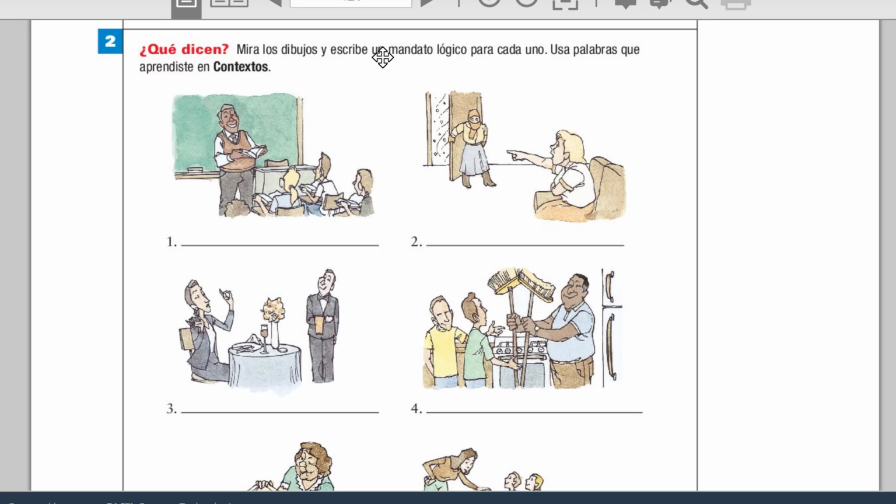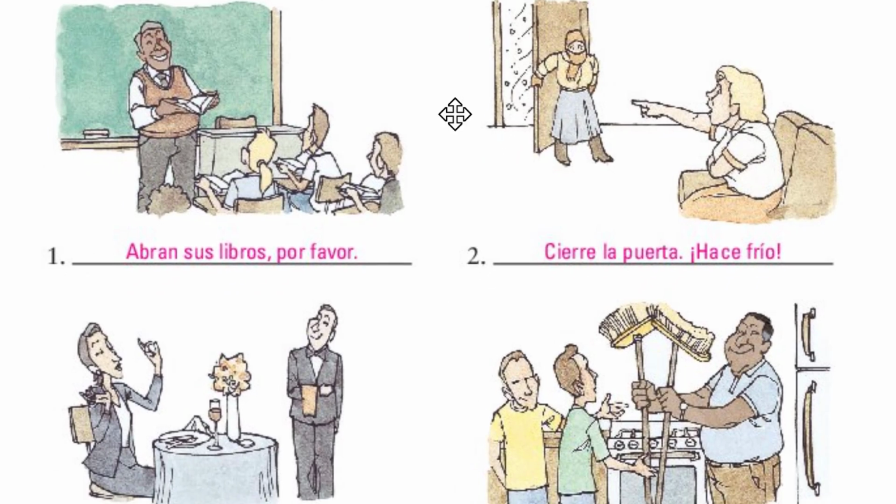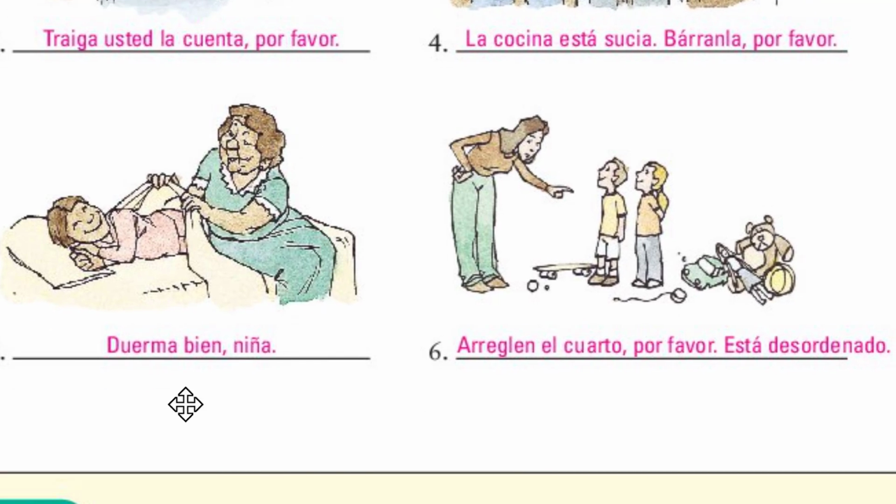Now go ahead and go to, still on page 420, go ahead and write commands, logical commands for each of them. For the first two, one could have been abran sus libros. Número 2, cierre la puerta. Número 3, traiga usted la cuenta, por favor. La cocina está sucia, bárranla, por favor. 5, duerma bien, niña. 6, arreglen el cuarto, por favor, está desordenado.